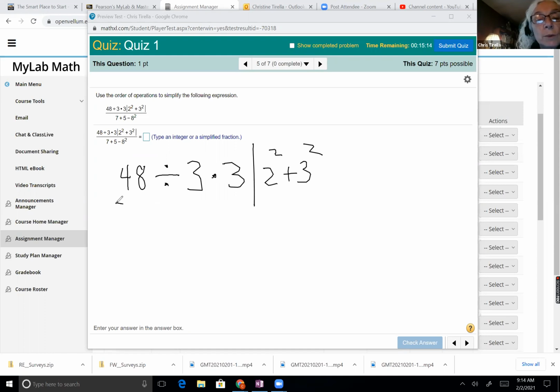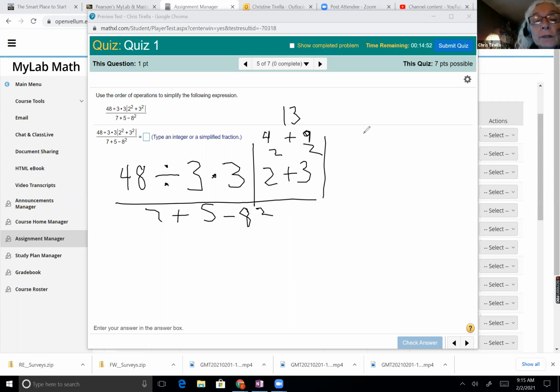I'm writing this way too big. Over 7 plus 5 minus 8 squared. Numerator first, inside the parentheses, we do exponents. 2 squared is 4, 3 squared is 9. There were a couple of people who made computational errors there. And so inside there I have 13, and the absolute value of 13 is 13.